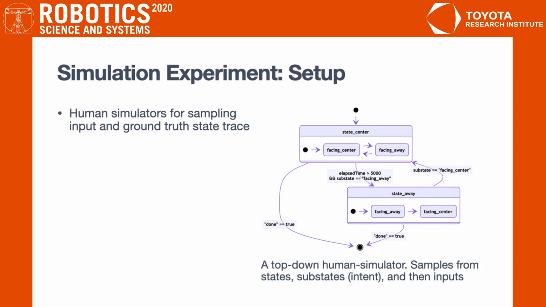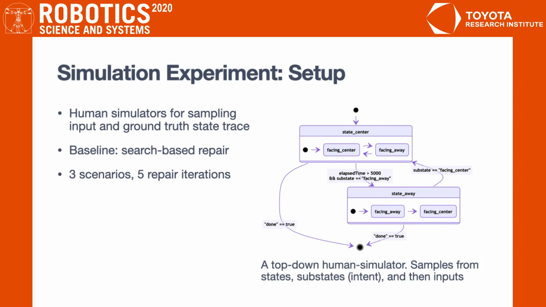To systematically evaluate the proposed Bayesian repair algorithm, we created human simulators for sampling a large number of FSM input and ground truth state traces. We also created a more traditional search-based repair algorithm to use as a baseline method.